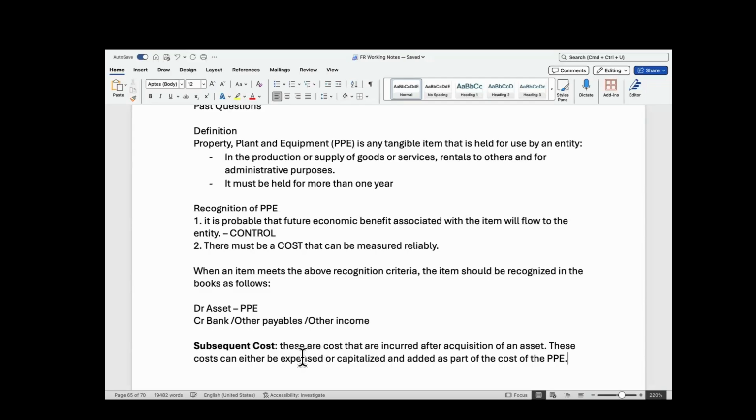You know that when I say expense, it means you are going to treat that subsequent cost as normal cost that you put in your P&L, like your normal operating expenses. When I say capitalize, capitalization means that you would treat that cost as an asset and you are going to add it to the cost of that PPE.